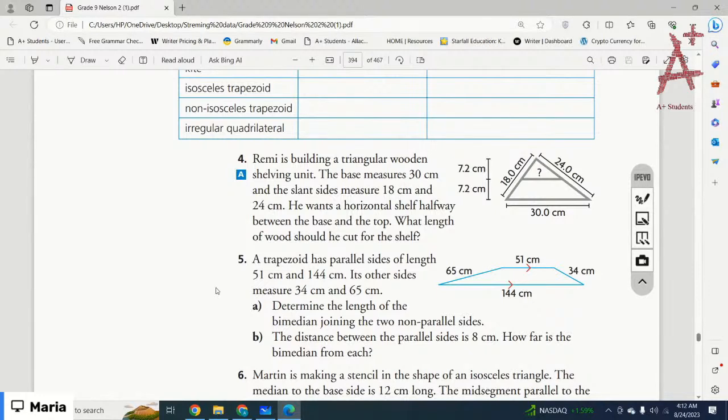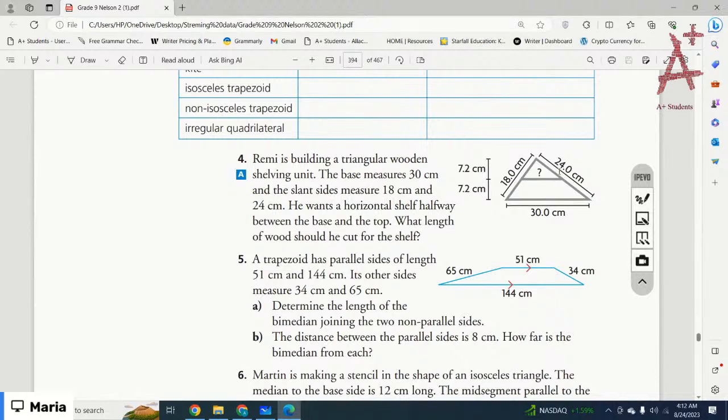Okay, so the base is 30. You are given the shape here. The base is 30, and you have the slant heights 24 and 18. He wants a horizontal shelf halfway between the base and the top. Here is the top, here is the base, and that is the horizontal shelf halfway. What length of wood should he cut for the shelf?